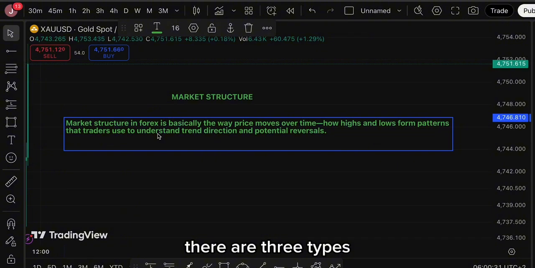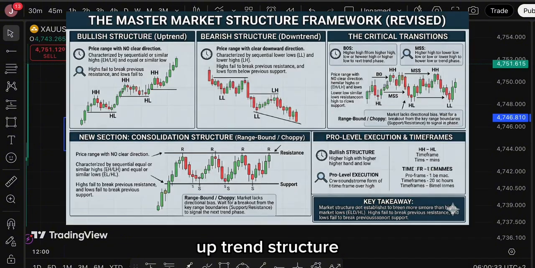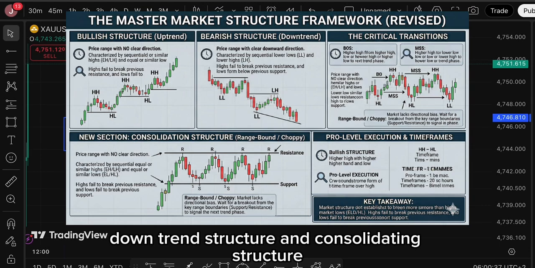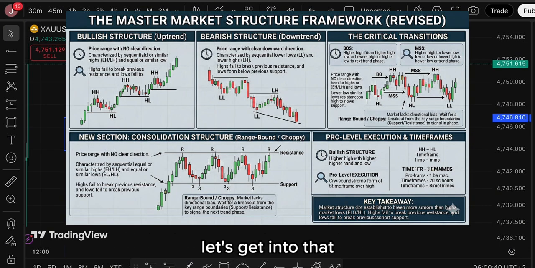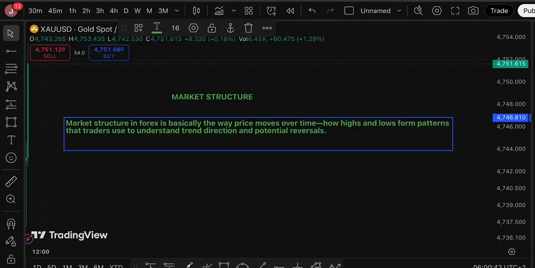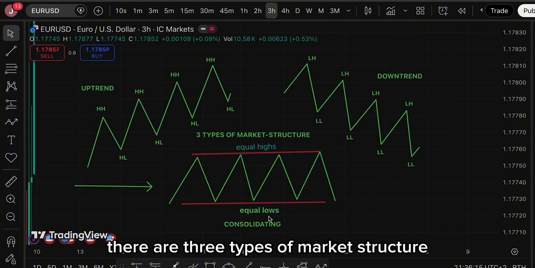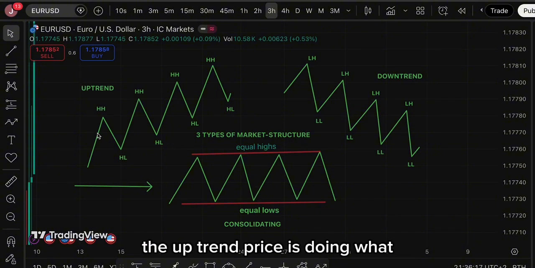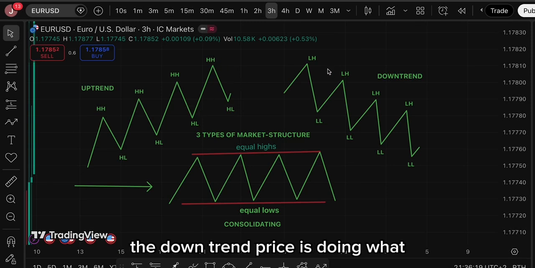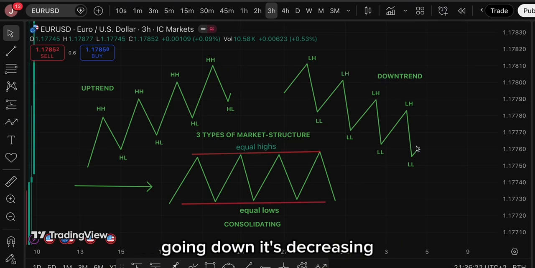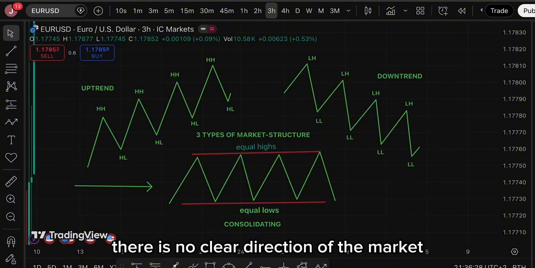There are three types: uptrend structure, downtrend structure, and consolidating structure. Let's get into that. There are three types of market structure. The uptrend, price is doing what? Going up. It's increasing. The downtrend, price is doing what? Going down. It's decreasing. And the consolidating structure, price is moving sideways. There is no clear direction of the market.